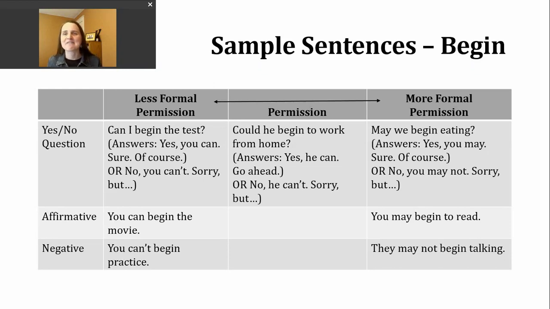We're not going to use could to make affirmative or negative statements that give permission. We'll save that for our most formal way to ask permission, and that's using the word may. So again, our structure is going to be very similar here. May, then our subject, then the base verb. May we begin eating? Okay?